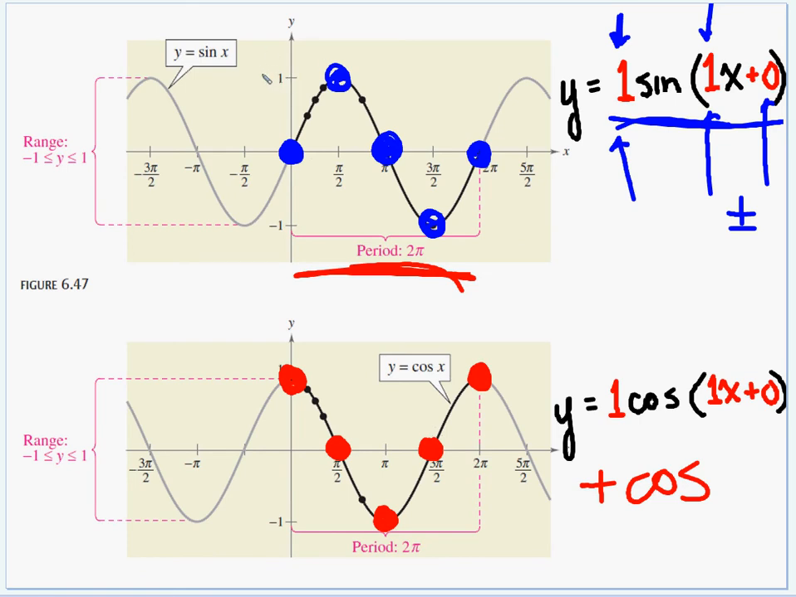And notice here on both of these graphs, our high point is 1, our low point is -1, just like on the unit circle. Our output values, our y values, are always between 1 and -1. Same thing here on the cos graph. We go from +1 to -1.